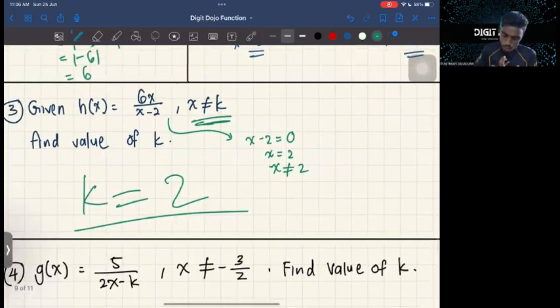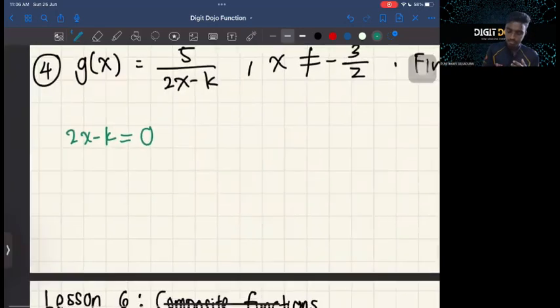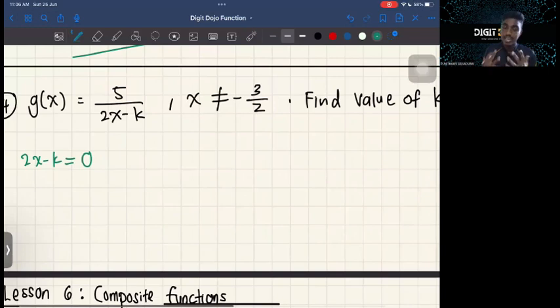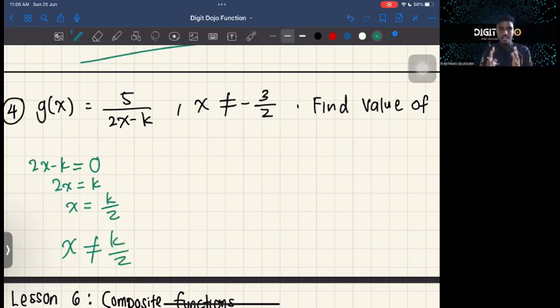Like this one, why I put equal to 0 first: I want to know the value of x which can bring the denominator to 0. So I put equal to 0 first, but I know it can never be 0. Now, 2x minus k is 0. 2x is k, and your x is k over 2. I got the idea. Now, x can never be k over 2. If my x is k over 2, you're going to get 0.